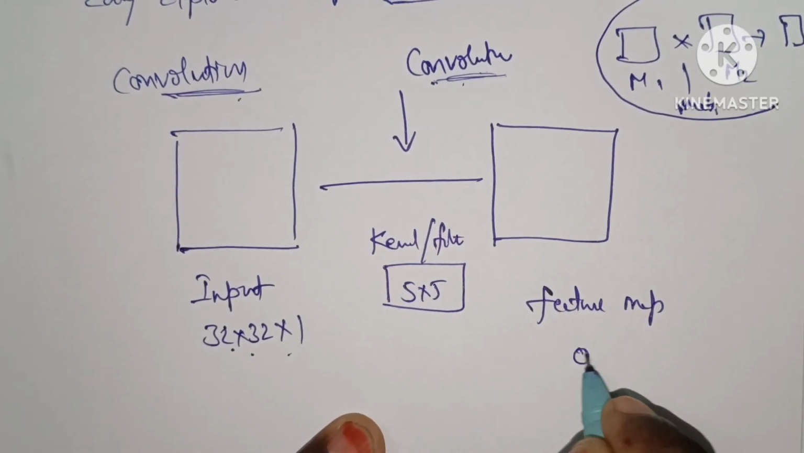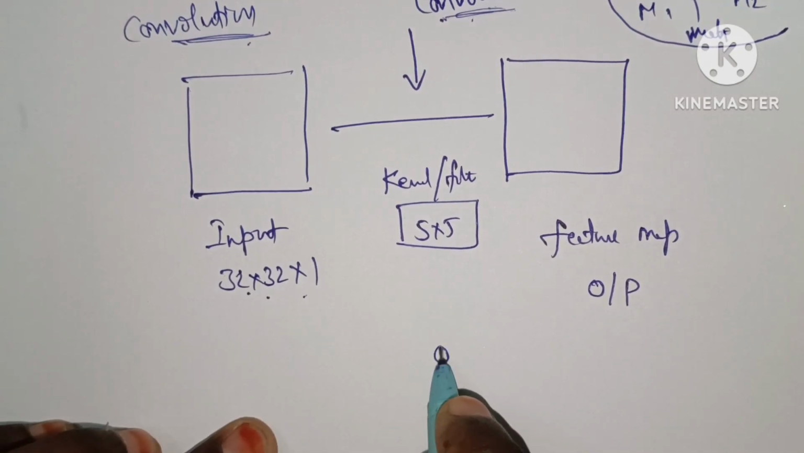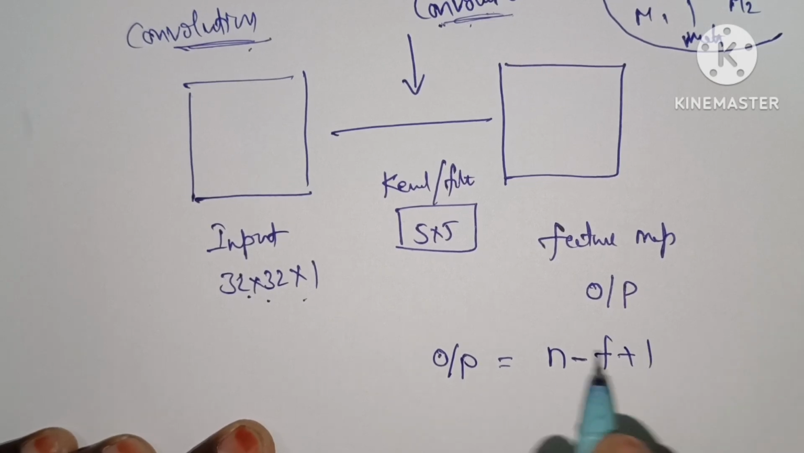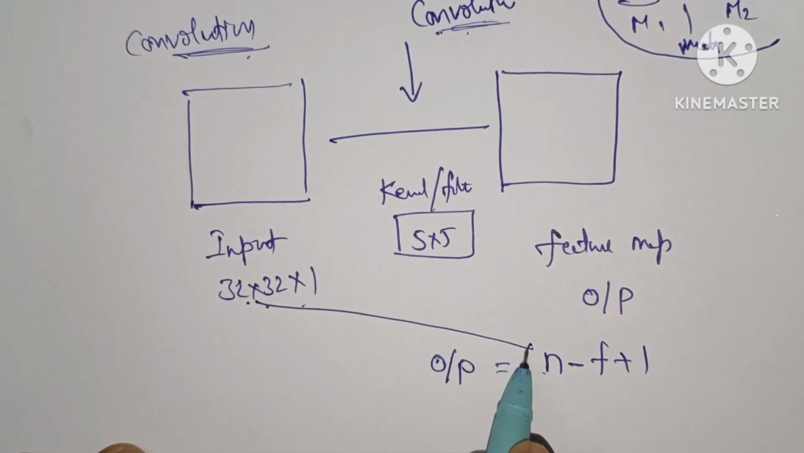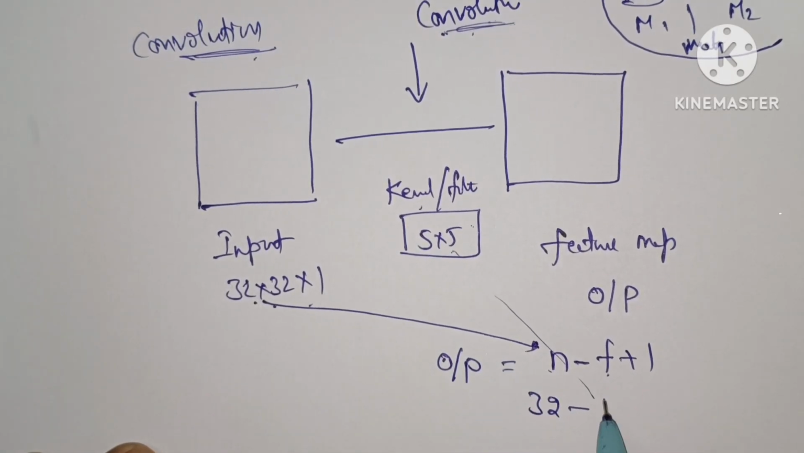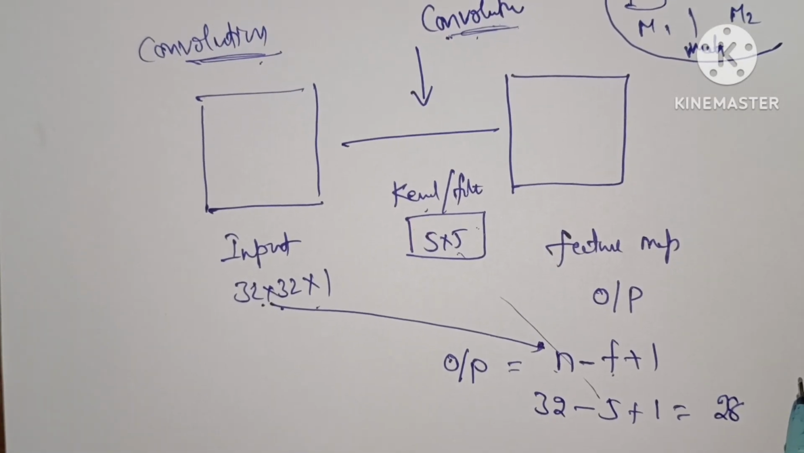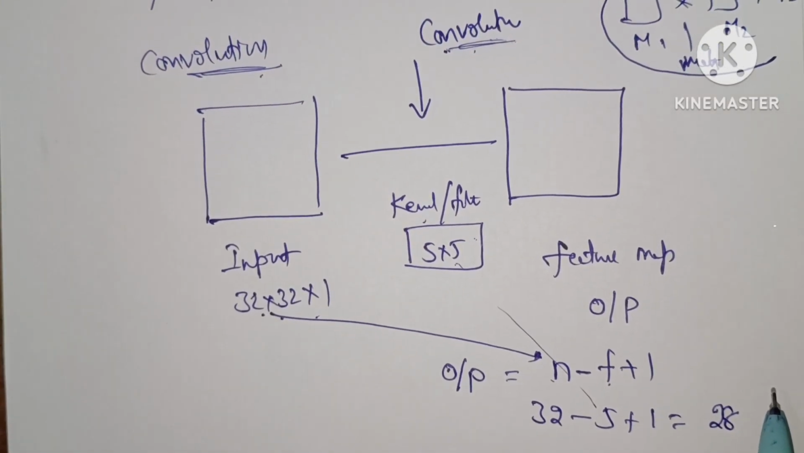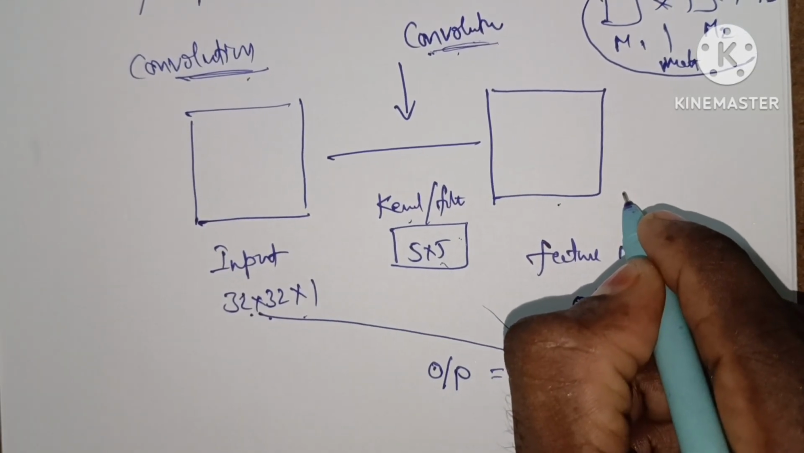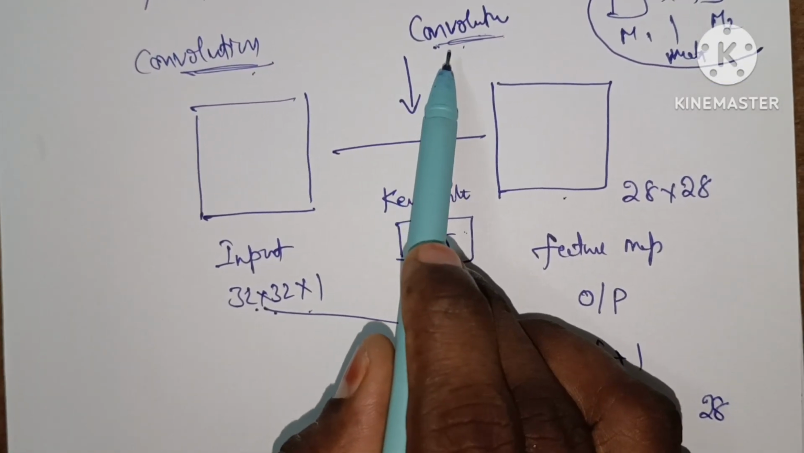So what is the size of the output feature map? Output size equals n minus f plus 1. What is n? This is the input size, 32, minus f, the kernel filter size, which is 5, plus 1. Finally we get 28. Is it clear? So the final output size is 28 into 28. This is one convolution operation.